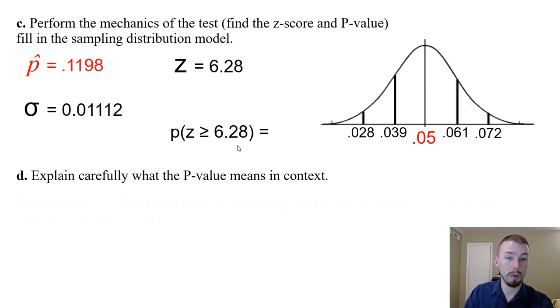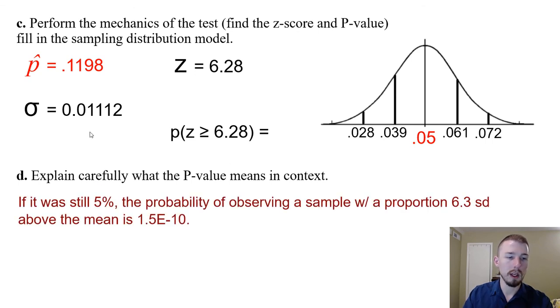And then the probability of that occurring, we said, was incredibly low. So carefully explain the p-value. If the proportion of congenital disorders or whatever is still 5%, the probability of observing a sample proportion that is 6.3 standard deviations above the mean is that probability, or 1 in 6 billion.